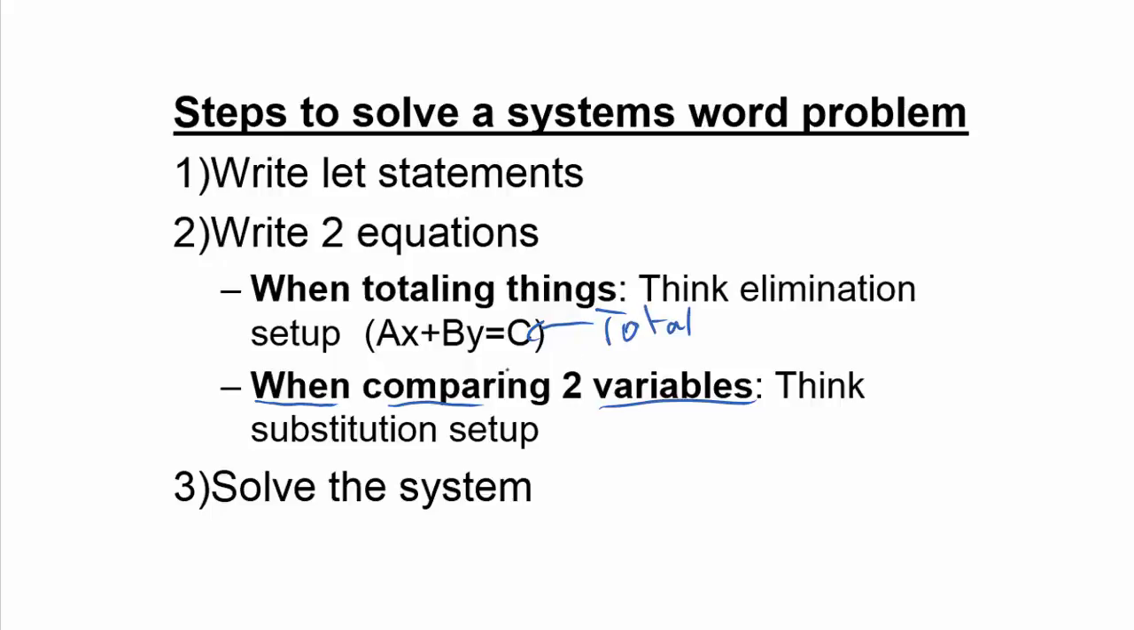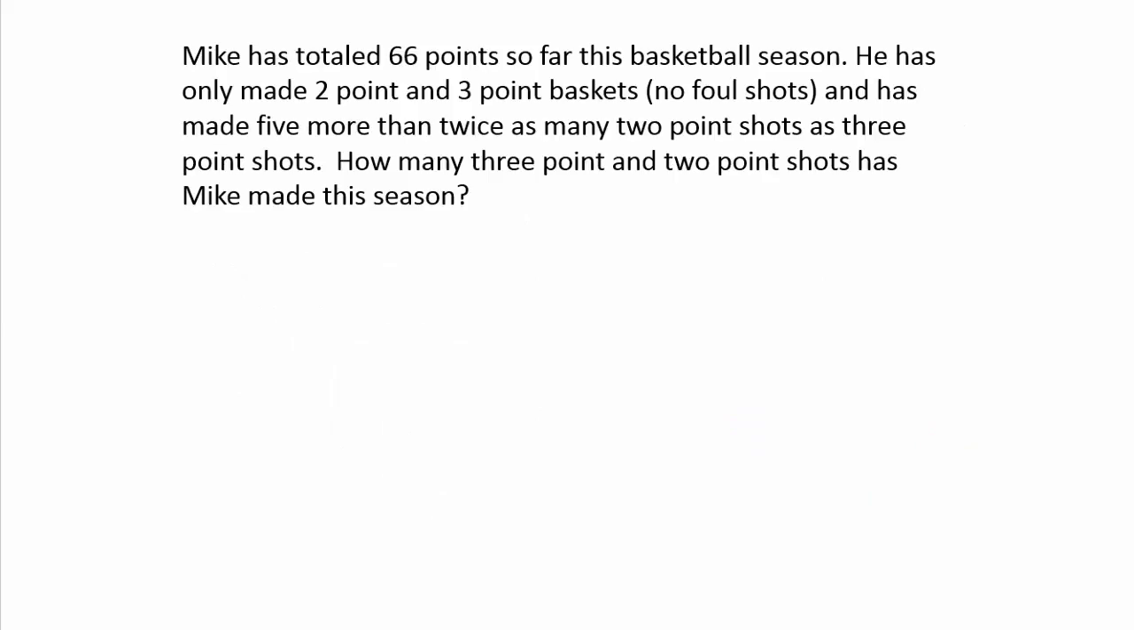So when you're not totaling things, so we talked about the totals in a previous video, where they say the total amount of money that was spent is $39. That would go in for C, and you kind of fill in this stuff over here. When you're comparing the variables, think it's going to be a substitution setup with an isolated variable. So you'll take one of your variables and set it equal to something. All right, let's take a look.